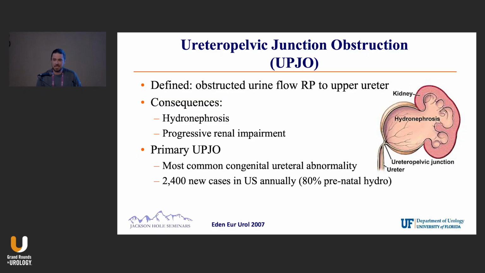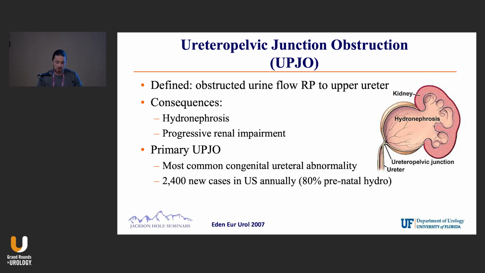It's defined as the obstruction of urine flow from the renal pelvis to the upper ureter, and as that little cartoon shows, the resultant is dilation of the renal pelvis, caliectasis, and eventually deterioration in kidney function. Primary UPJ obstruction, of course, is the most common congenital ureteral anatomy found in children. There are approximately 2,400 cases a year in the U.S.